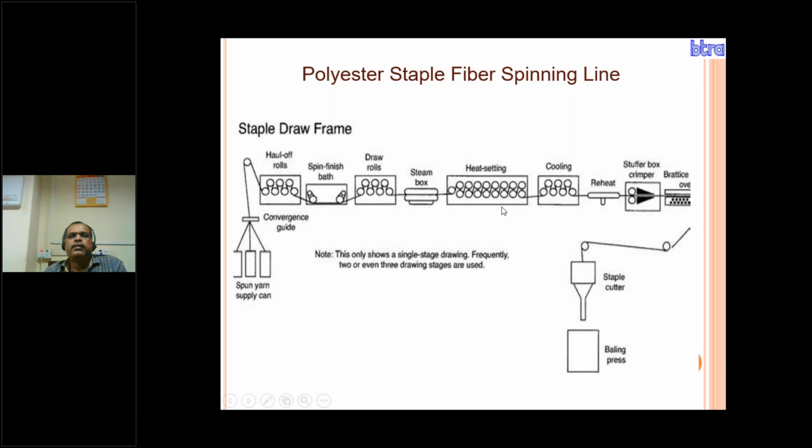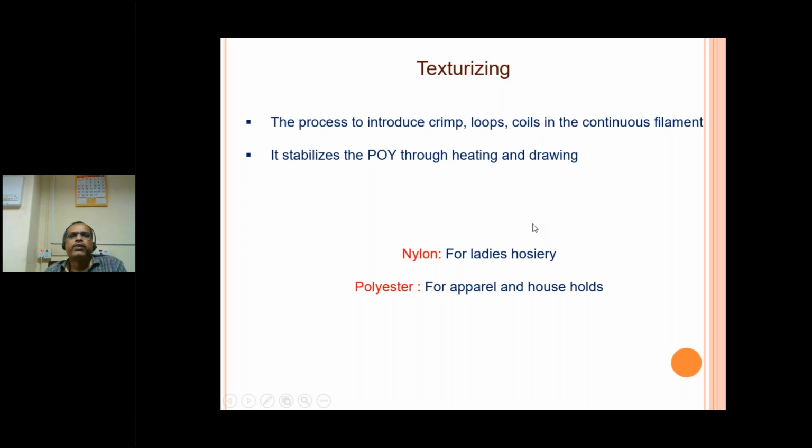In the filament, fiber is formed in long length. Then to mix it with cotton by blending with some natural fiber, as the natural fiber is of short length, we have to convert it into short staple length.